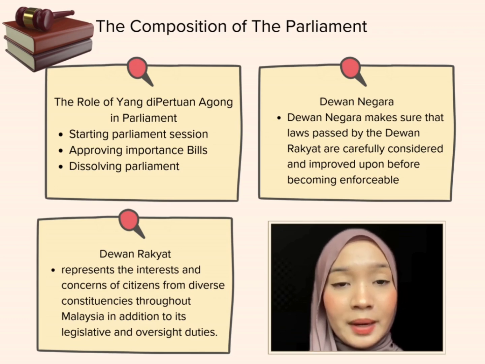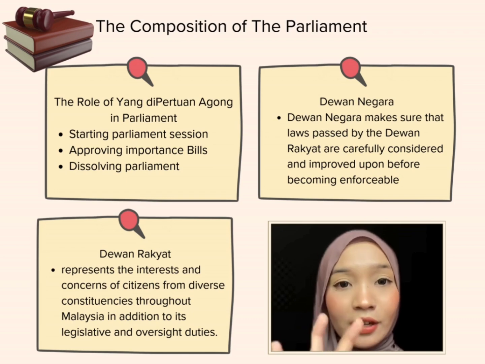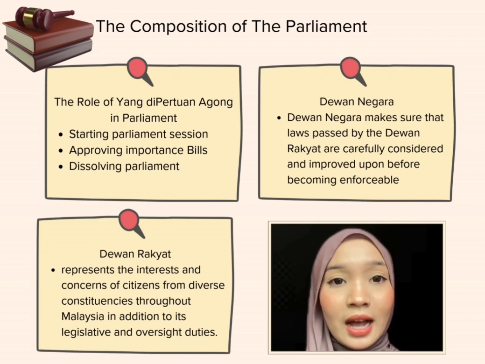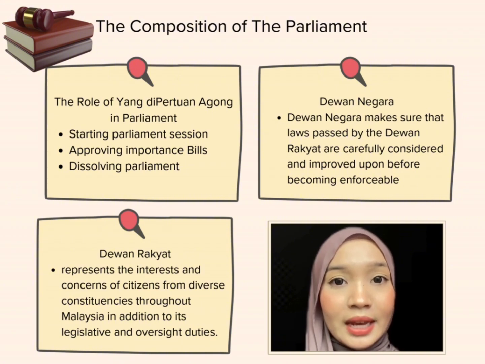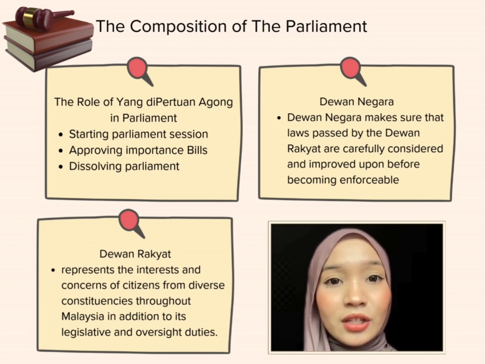It is the upper house of Parliament with 70 members, 26 elected by the state assemblies and 44 appointed by the Yang di-Pertuan Agong. It reviews and suggests amendments to legislation passed by the Dewan Rakyat. The third one is the Dewan Rakyat, or known as the House of Representatives, the lower house with 222 members elected via general election. Its main functions include proposing, debating, and passing laws, and holding the executive accountable.